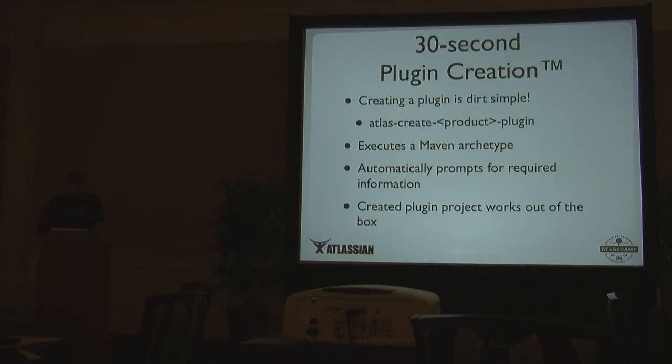So the first thing I like to think of with the SDK is what we call 30-second plugin creation. Starting a new project could not be simpler. It is dirt simple. There's a shell script called atlas-create-product-plugin, where product can be Jira, Confluence, Bamboo, what have you. This script executes what's called a Maven archetype. This archetype basically sets up a project structure for you. It creates initial source code files, sets up your initial unit tests, does some other housekeeping, creates a valid Maven POM file, or project object model, which is basically Maven's build script, for lack of a better term right now.